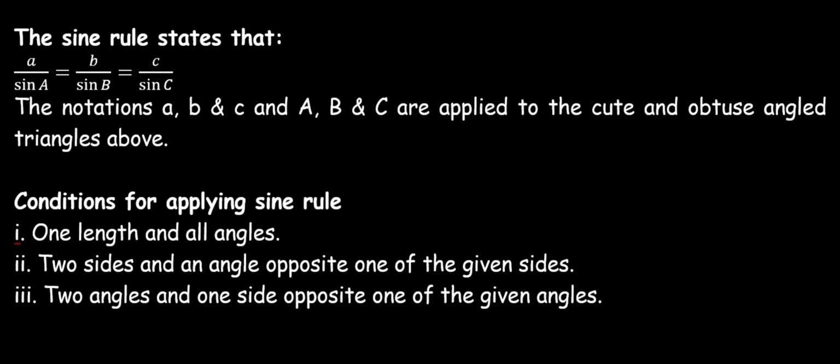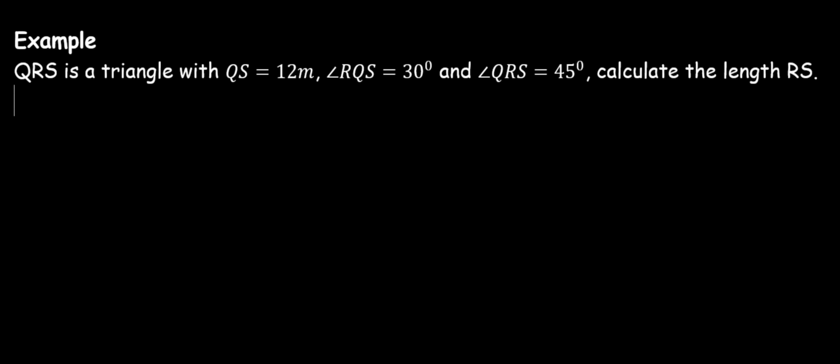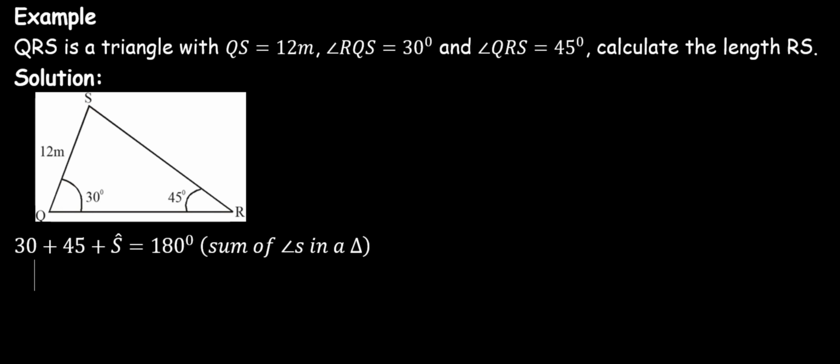Let's take some examples. QRS is a triangle with QS equal to 12 meters and angle RQS equal to 30 degrees. Angle QRS equal to 45 degrees. Calculate the length RS. Solution. From our sketch diagram, 30 plus 45 plus S is equal to 180 degrees. Reason: sum of angles in a triangle. Thus, angle S is equal to 180 minus 75, which is equal to 105 degrees.